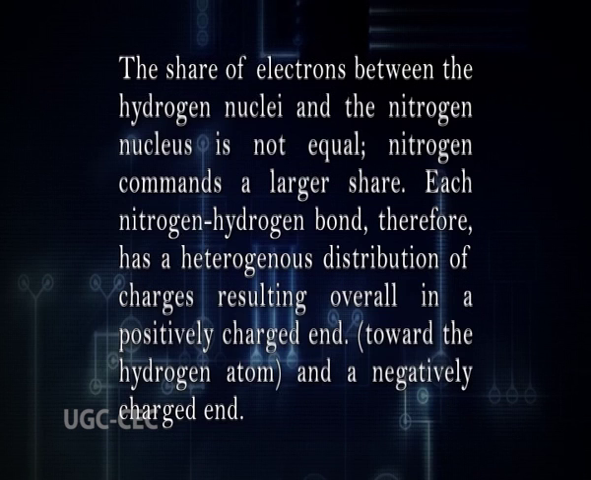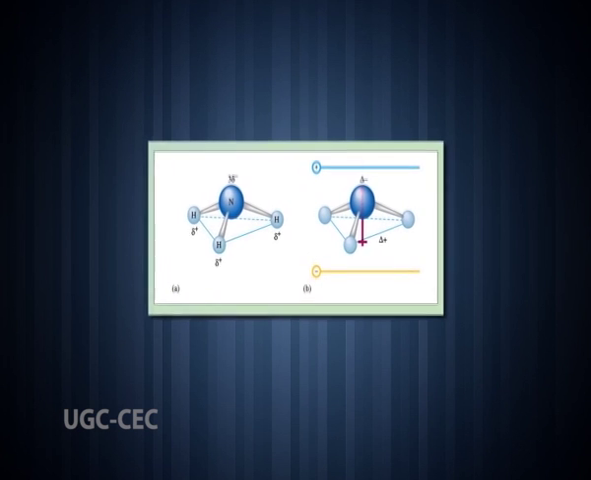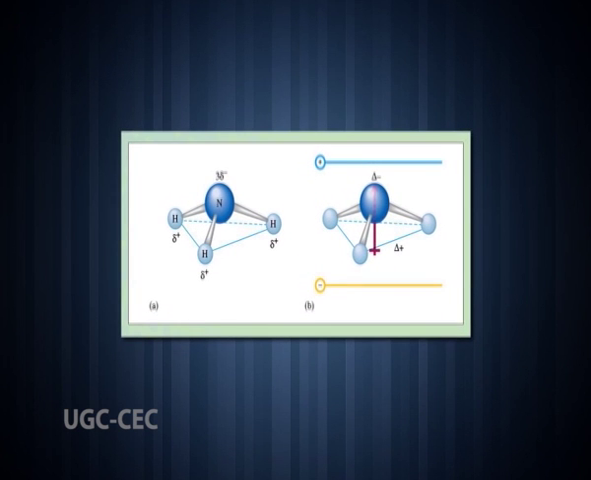Its nitrogen-hydrogen bond, therefore, has a heterogeneous distribution of charges, resulting overall in a positively charged end towards the hydrogen atom and a negatively charged end. Such a bond is described as having a dipole moment or being polarized. As each nitrogen-hydrogen bond has a similar polarization, there is an additive effect with the result that the entire molecule is polarized or has a dipole moment.